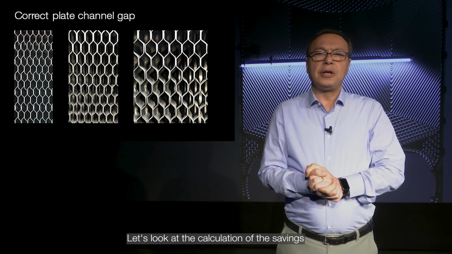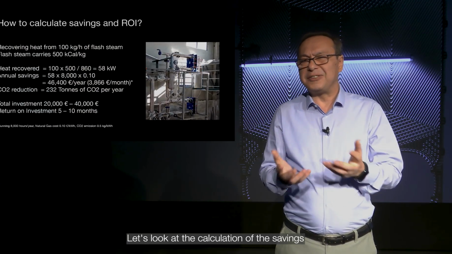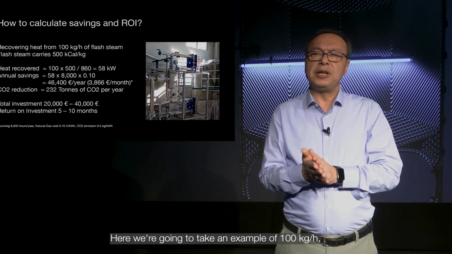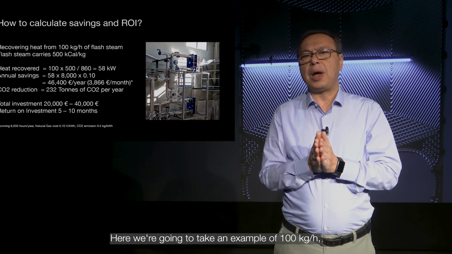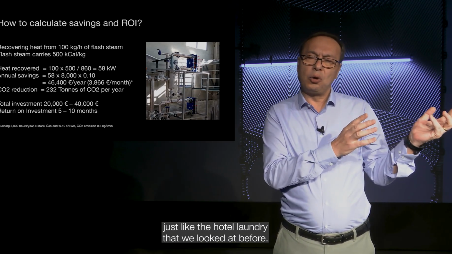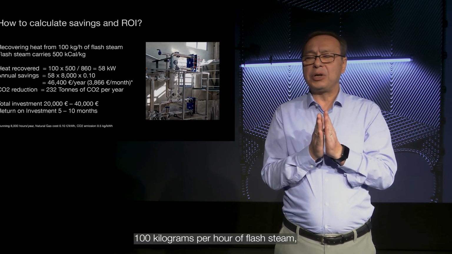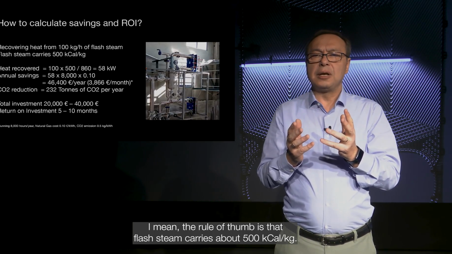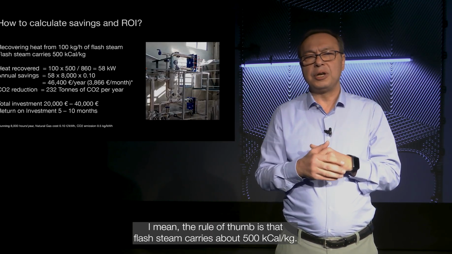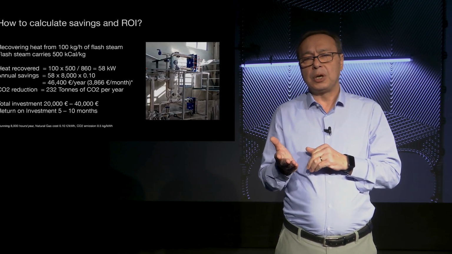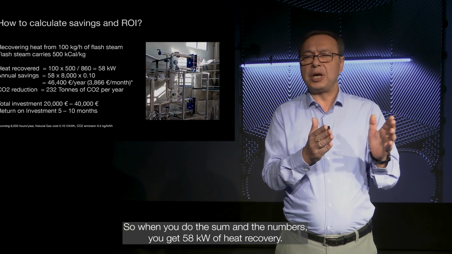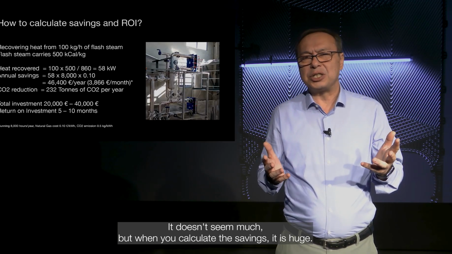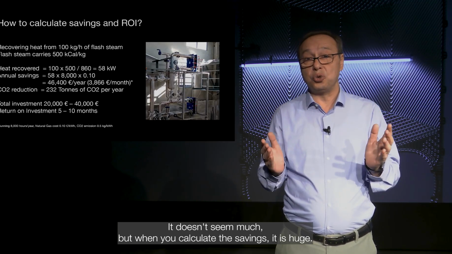Let's look at the calculation of the savings and the return on investment. And on here, we're going to take an example of 100 kilogram per hour, just like the hotel laundry that we looked at before. 100 kilograms per hour of flash steam. I mean, the rule of thumb is that flash steam carries about 500 kilocalories per kilogram. So when you do the sum and the numbers, you get 58 kilowatt of heat recovery. It doesn't seem much, but when you calculate the savings, it is huge.